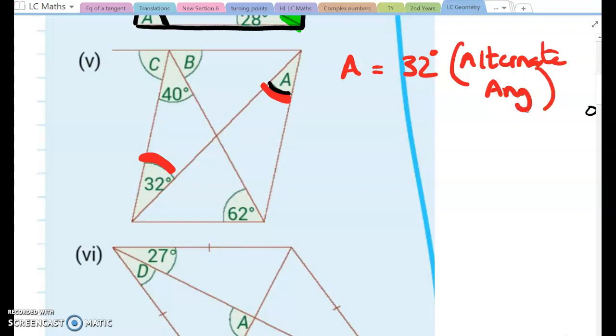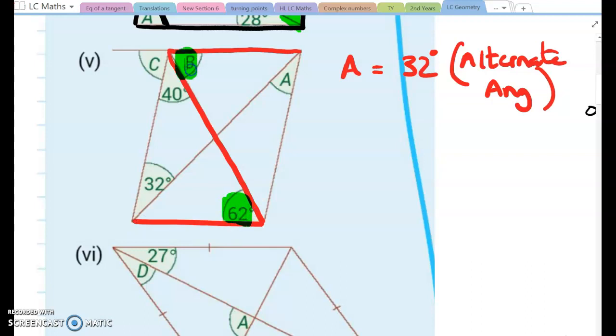Now B. Let's see how we can find B. Can we get it from a Z shape? Always try and see if you can see the Z shape. So draw a line down. No, it's a backward Z, but it's still a Z. And you can see that the angle in the corner should be equal to the angle in the corner up here. So B will be equal to 62 degrees. And it's also because of alternate angles.